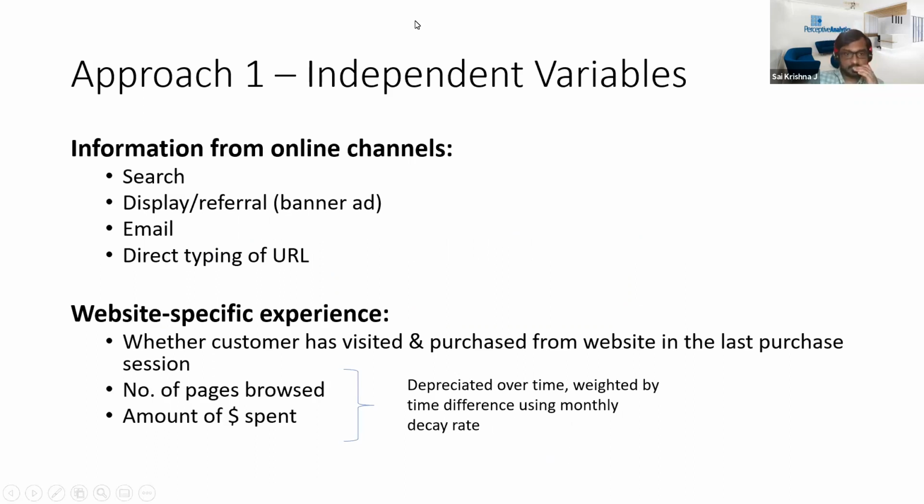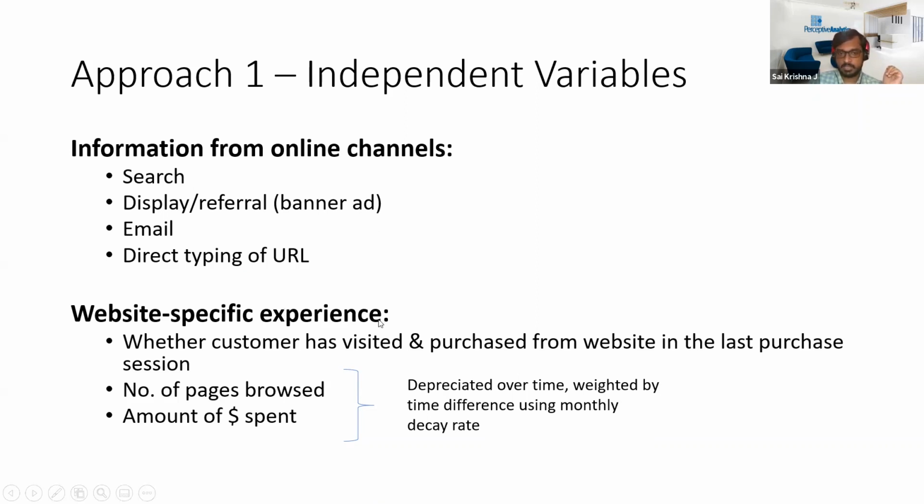Like I said, here is a little more detail on each of the independent variables. Information from online channels is nothing but the search, display or referral, whatever banner ad that you clicked, or any email campaign that you have run. In email campaigns, you have variables like the click-through rate, open rate, and so on. Direct typing of URL is nothing but, without going to Google or clicking on any other ad, you just type the URL of the prospective website directly in your browser and go to that website. So this is the first set of independent variables.